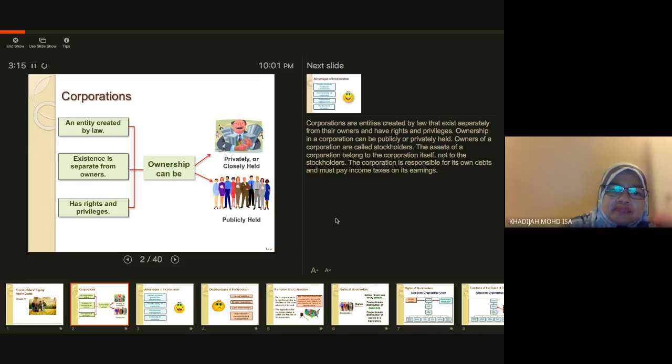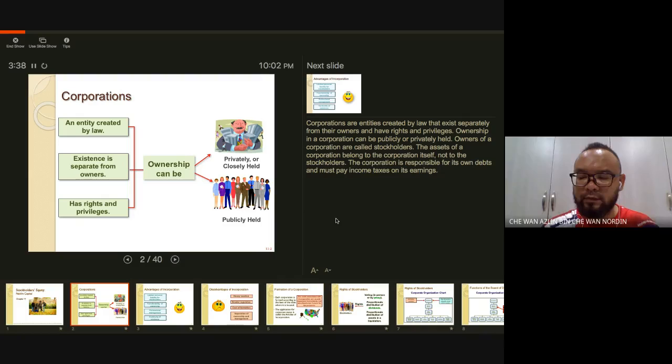When we say a company is privately or closely held, it means that the shares of the company are closed. They don't open their shares to everyone. Not everyone can buy the shares in the company. But if it's publicly held, in Malaysia we call it berhad. Privately or closely held we call sendirian berhad, in other countries a private limited. If it's a public company, in Malaysia we just call it berhad. A berhad company means that anyone can be a shareholder of the company.